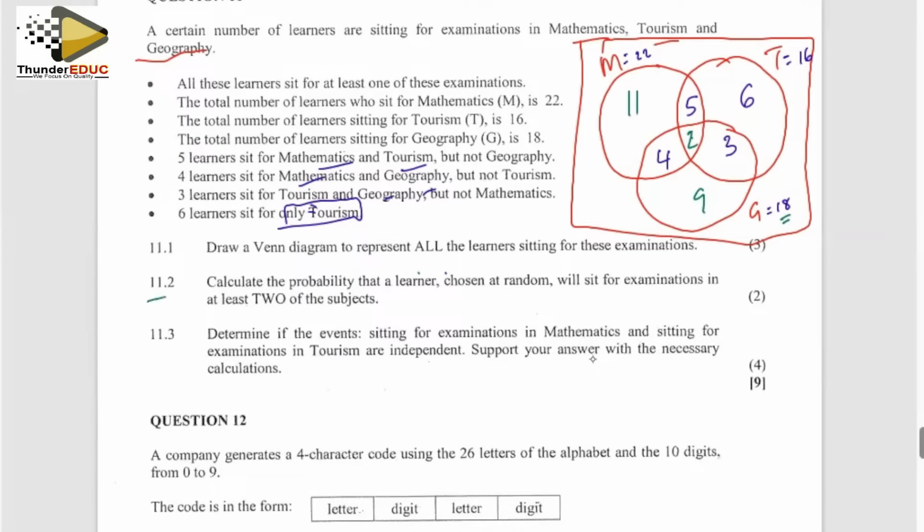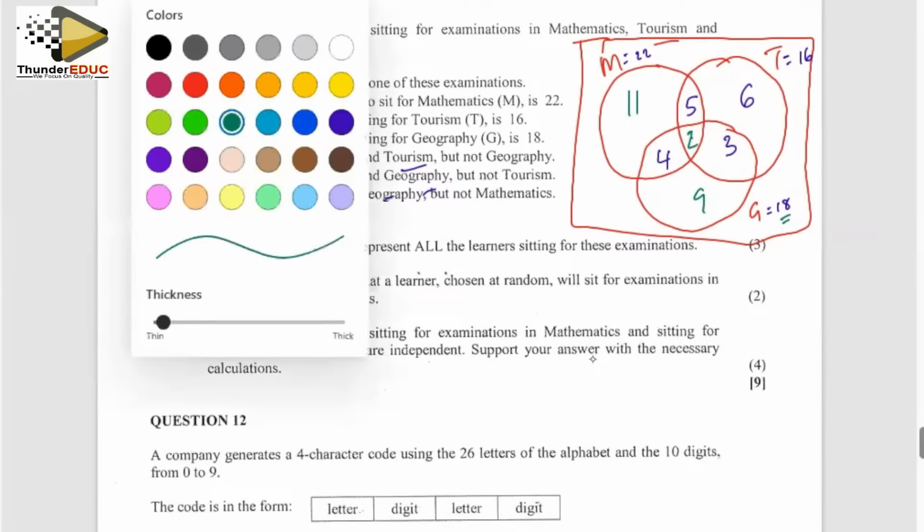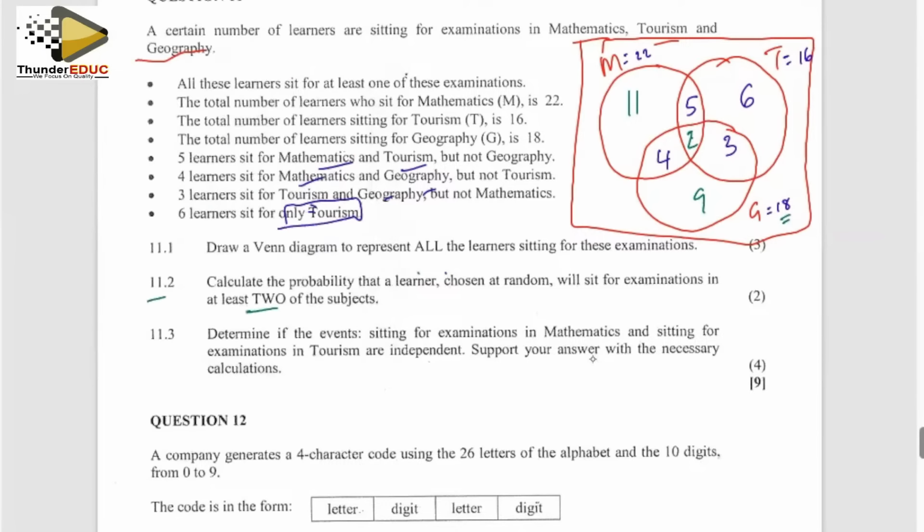Then 11.2, calculate the probability that a learner chosen at random will sit for at least 2 subjects. So at least 2 simply means they can be 2 subjects or 3. Minimum is 2. So which means we have this area, this area, that area, and even the intersection of the 3.